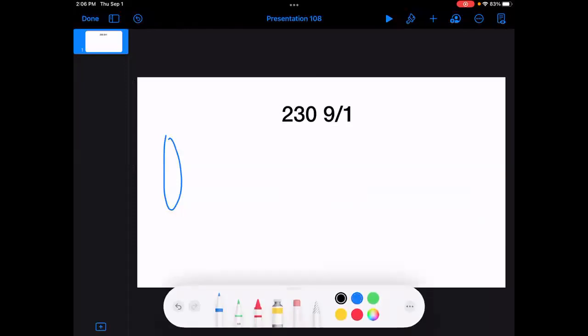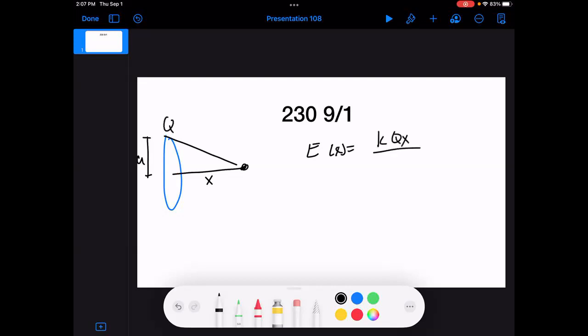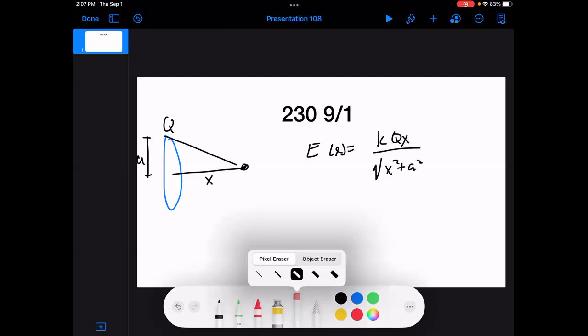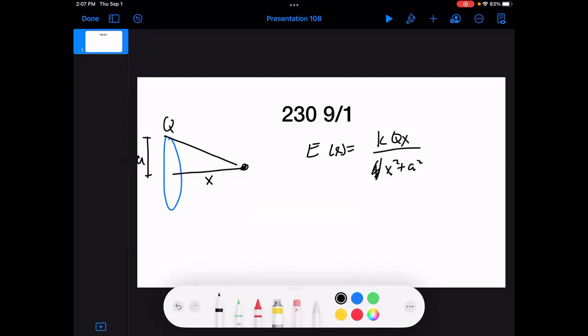Give me 30 seconds to draw this out again. This was A, this was X, that was R, the electric field at that point in terms of X really, K, this was Q, QX over the square root of X squared plus A squared, not the square root, to the 3/2. And that was in the X hat direction. Did I get the whole thing? That looks right to me.